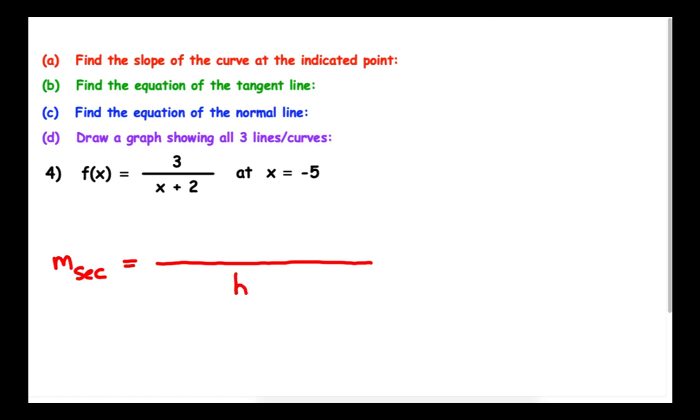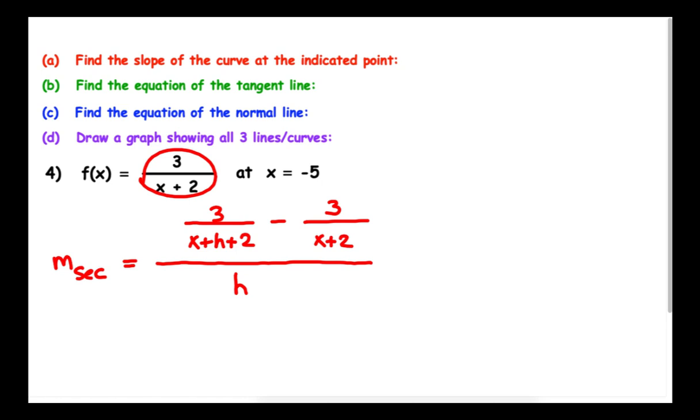The numerator will be y2 minus y1. y2, if you plug in x plus h into here, you're simply going to get 3 over x plus h plus 2. So that's y2 minus y1, which is simply the function. And you have that.